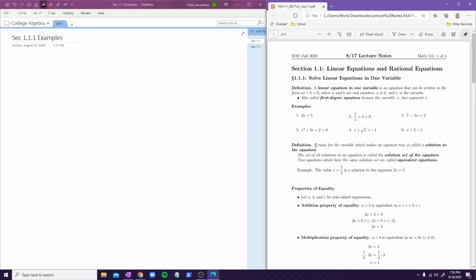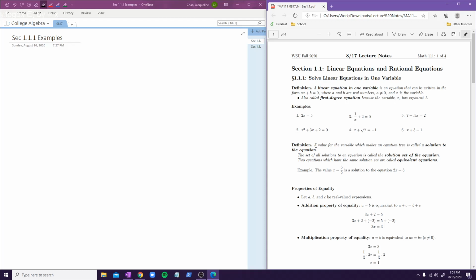Alright? So the main thing I want to point out here is that for the variable x, you look at the exponent, and the highest exponent in that equation is 1. If it's a 2, if it's a 3, if the x is in the denominator, it is not considered a linear equation, and we'll go over examples with that in a little bit.